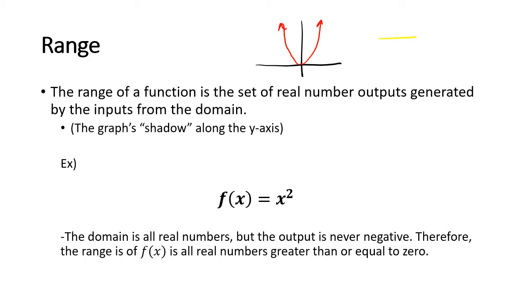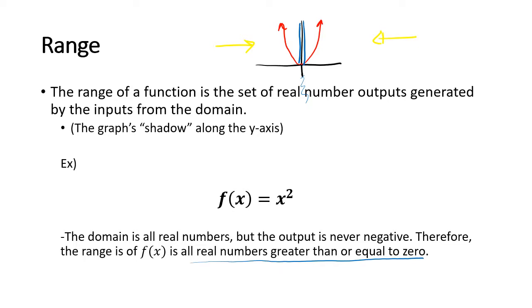And you shine a light from the right side and the left side, like where's the shadow on the y-axis? It's here and here, right? Not anywhere down here. So the range of this is everything that's positive. So y is greater than or equal to 0. You can say it's like again, numbers greater than or equal to 0.